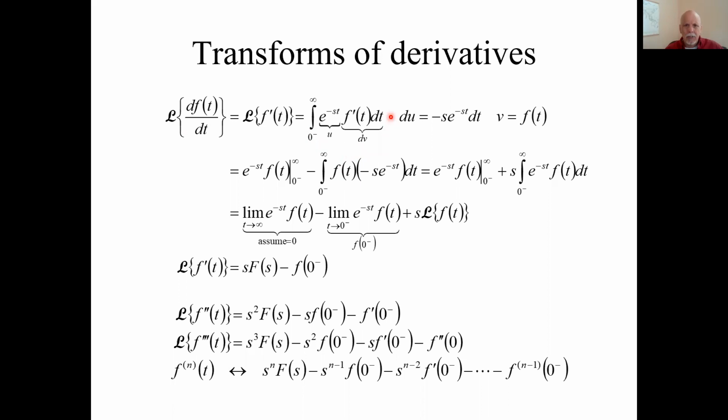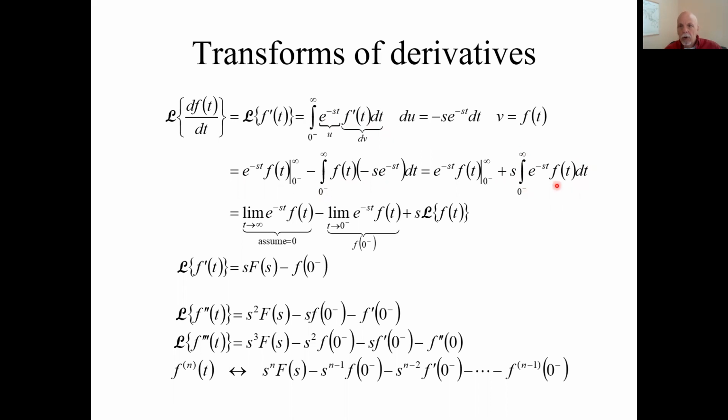Well, if we go back to the definition, it means take this integral. And we'll take this integral by integration by parts. Call this e to the minus st the u part, and this f prime dt the dv part. So by integration by parts, that becomes this. Here we can pull the s out. I'll actually pull the minus s out.